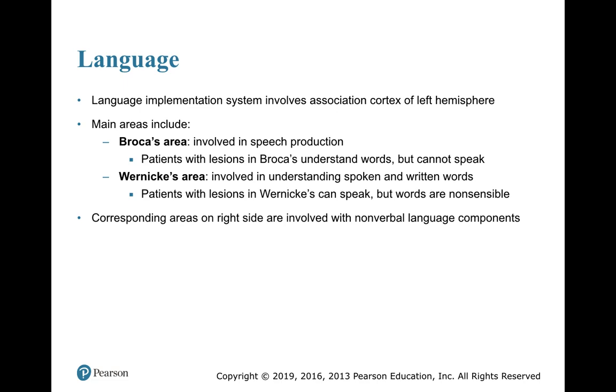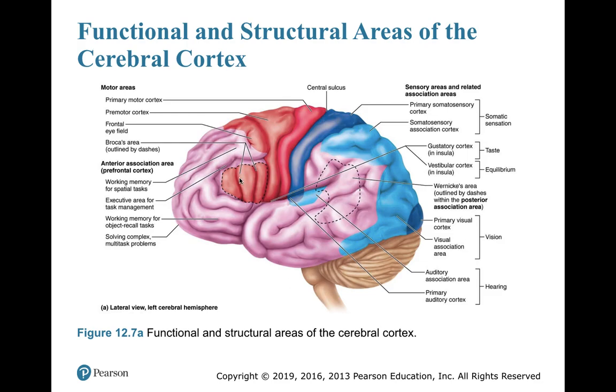Wernicke's area is involved in understanding spoken and written words. So patients with a lesion in Wernicke's can speak, but they speak nonsensically. They're incoherent. There are corresponding areas on the right side, and those are involved with nonverbal language skills. So here is Broca's area, where we form the words, and here is Wernicke's area, where we make sense of words.